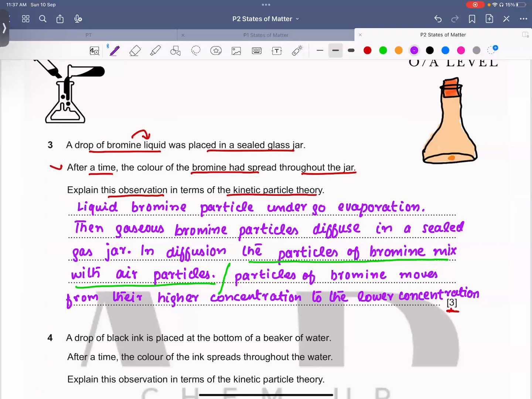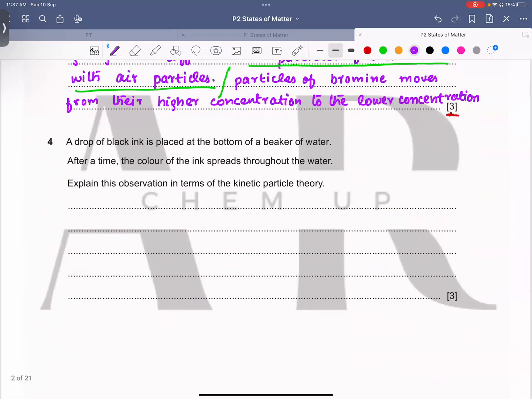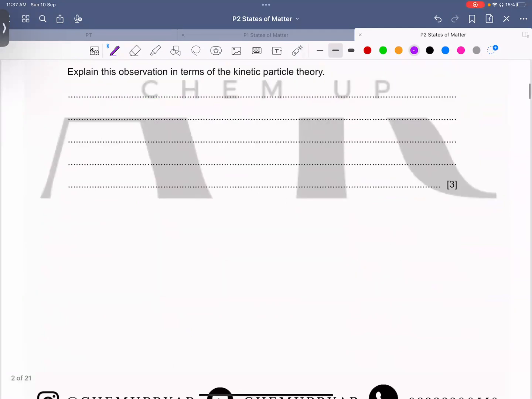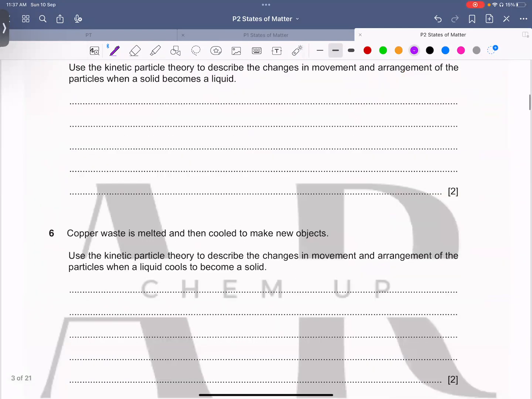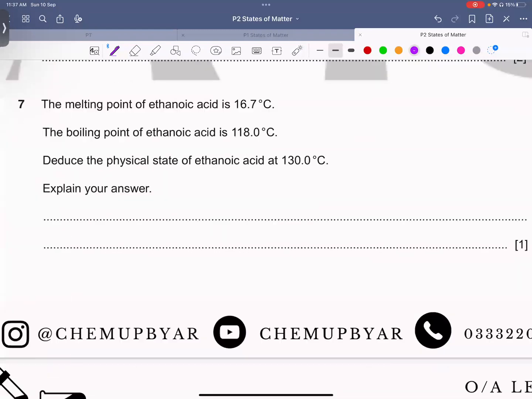Now, if you look at the next question, it is the same as this one. Some questions like this came, and if you recall, we have discussed one question like this earlier as well. The melting point of ethanoic acid is 16.7 and the boiling point of ethanoic acid is 118. Deduce the physical state of ethanoic acid at 130 degrees Celsius and explain your answer.